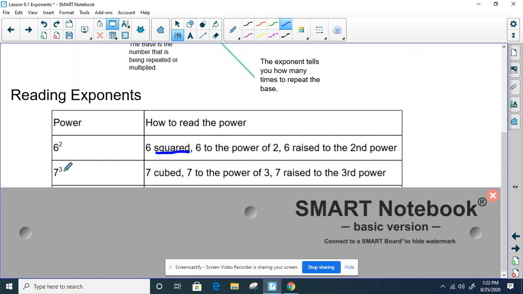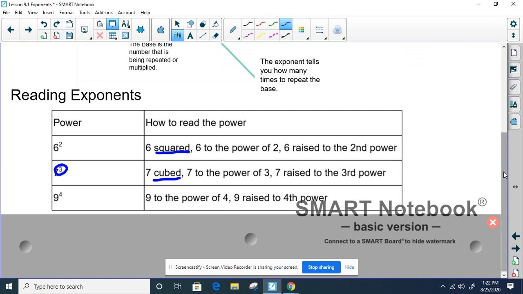When we see a little floating 3, we can call it cubed. So this would be read as 7 cubed. We can also read it as 7 to the power of 3 or 7 raised to the third power. But again, the little floating 3 is the only time that we get to say the word cubed.